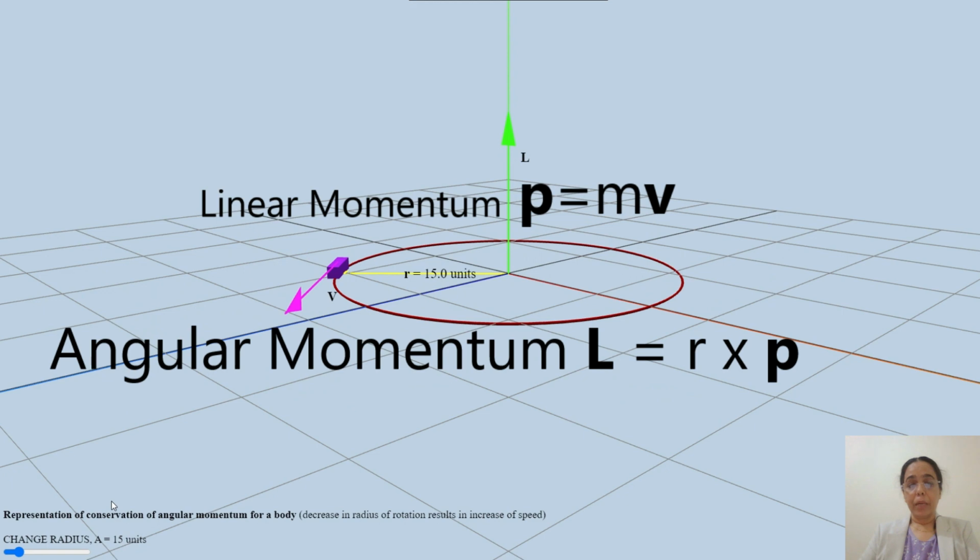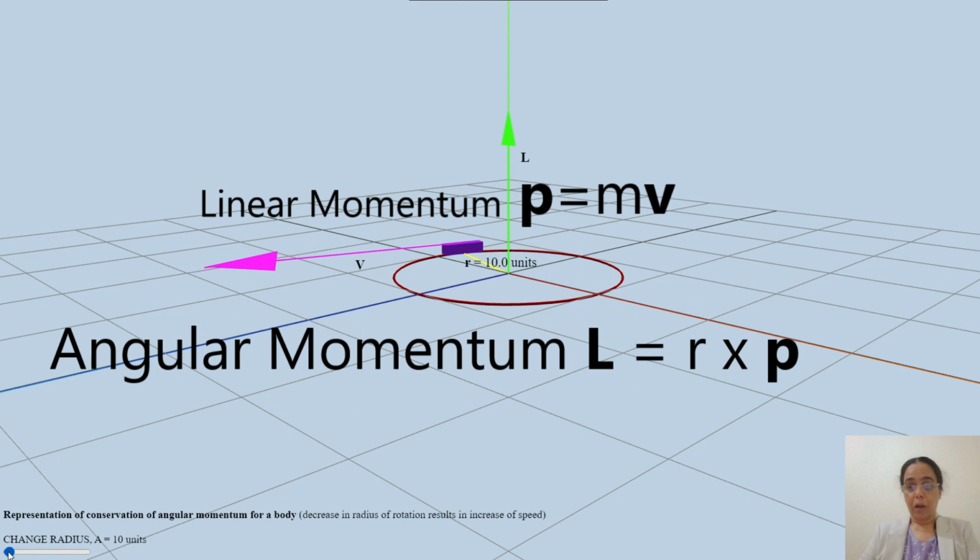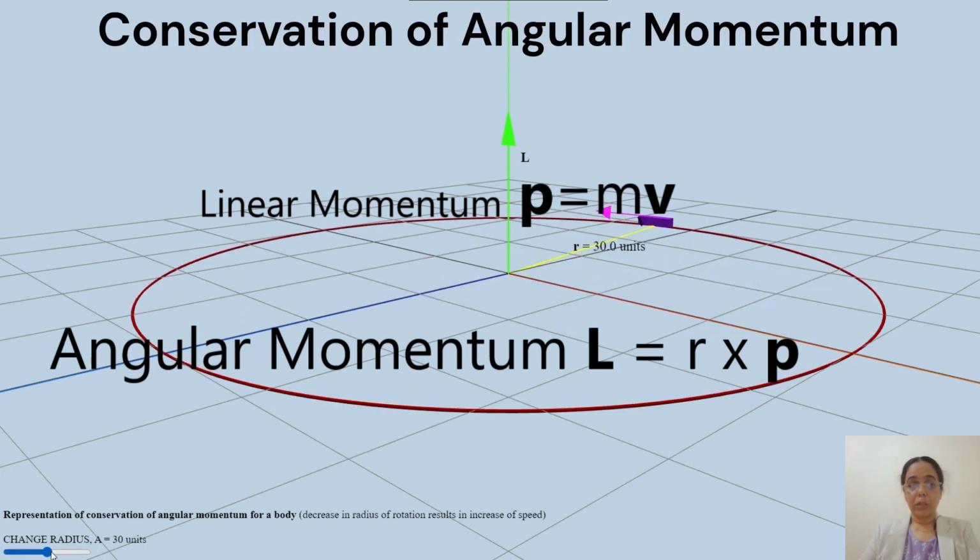Angular momentum L is a vector quantity that describes the rotational motion of an object. It is defined as the cross product of the object's position vector r from a chosen axis of rotation and its linear momentum vector p. L is equal to r cross p.